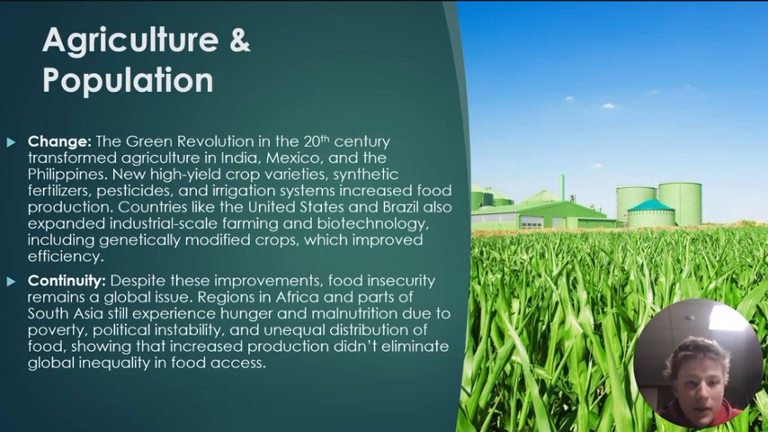Agriculture and population change. The Green Revolution in the 20th century transformed agriculture in India, Mexico, and the Philippines. New high-yield crops, a variety of synthetic fertilizers, pesticides, and irrigation systems increased food production. Countries like the United States and Brazil also expanded industrial-scale farming and biotechnology, including genetically modified crops, which improved efficiency.